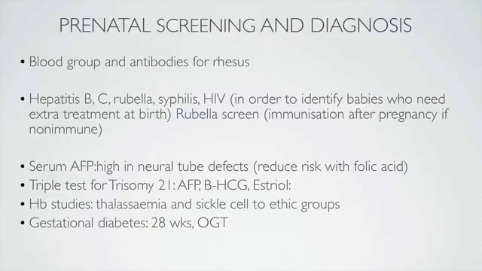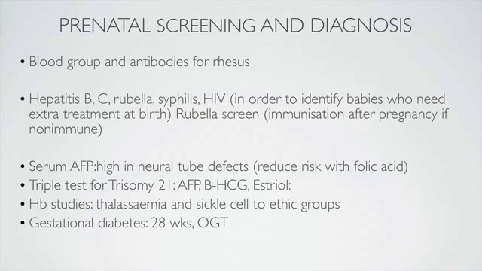This is an important slide about prenatal screening and diagnosis, and all these tests are important to be performed on a pregnant woman in the UK. So first and foremost, we test the blood group and antibodies for rhesus. So if a woman is found to be rhesus negative, they're given anti-D during pregnancy to prevent rhesus incompatibility disease. So this happens if a mother is rhesus negative and the fetus is rhesus positive.